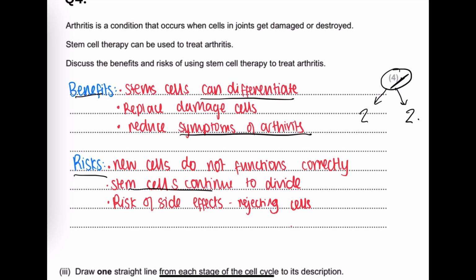It could be that stem cells continue to divide, and what we know is that the more cell division that occurs, the more likely there could be a mistake in that cell division, so that can cause things like cancer, since that's how cancer is caused, by not stopping and keep cell dividing, and a mutation happens within that cell division process. And also risk of side effects such as them rejecting the cells, and symptoms may also be worsened.